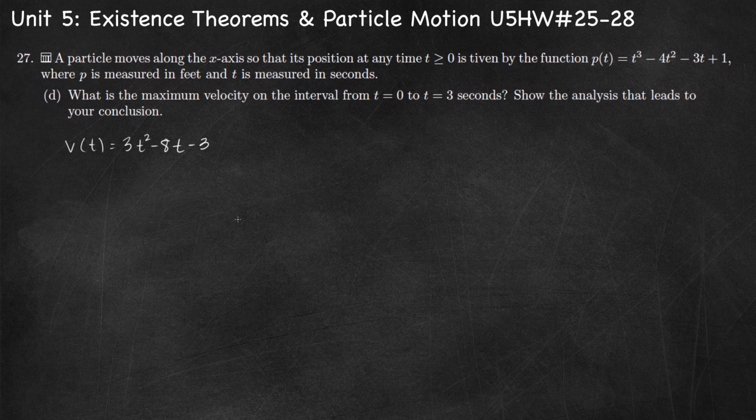We can graph the velocity, look for a maximum, and find that y-coordinate. Or if we wanted to, we could find the acceleration equation, which would be a simpler equation to work with because it would be linear. It's just 6t minus 8. In fact, let me write that down. So acceleration would be 6t minus 8. And there we would just want to know where that's changing from positive to negative.